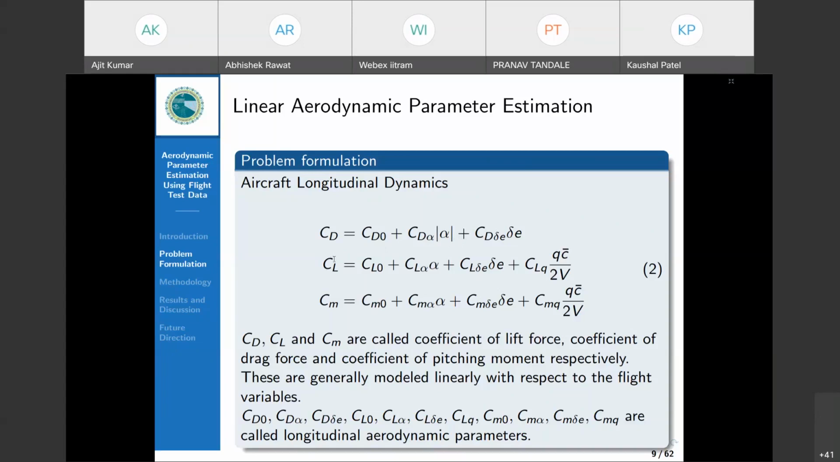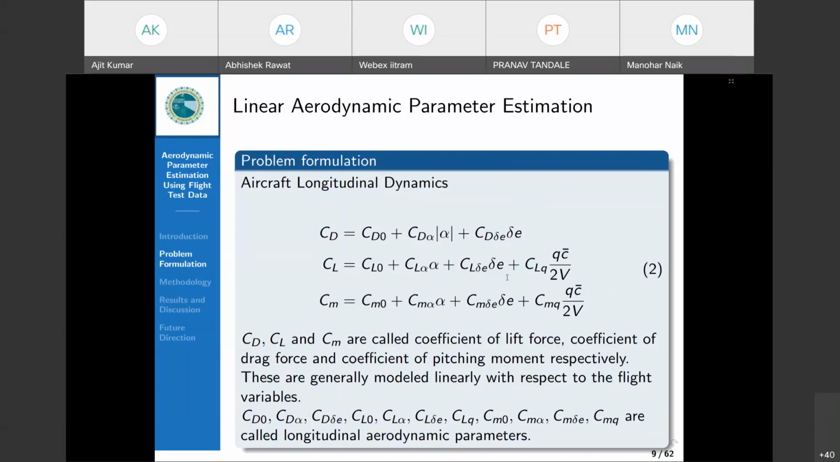So now as you can see, CD, for example, is CD naught plus CD alpha plus CD delta E. And terms in CL, CL naught, CL alpha, CL delta E, and CLQ, and terms in CM, CM naught, CM alpha, CM delta E, and CMQ, are essentially known as aerodynamic parameters. And these parameters also play a very important role in characterizing the aircraft, as I said. So that's why it also has to do with the stability and control analysis of the aircraft. For example, when we have the number CL alpha, we can comment on the stability of the aircraft. When we have the number, let's say CM delta E, we can comment on the controllability of the aircraft.